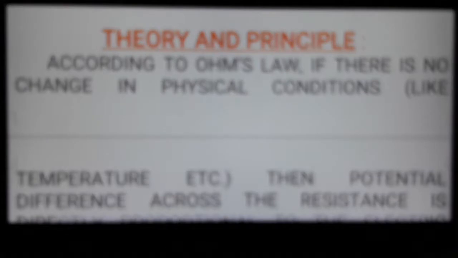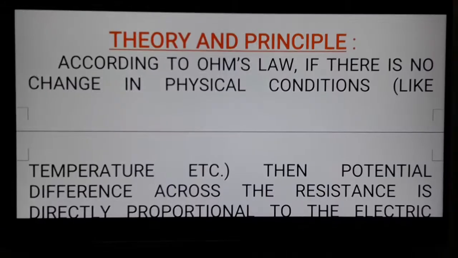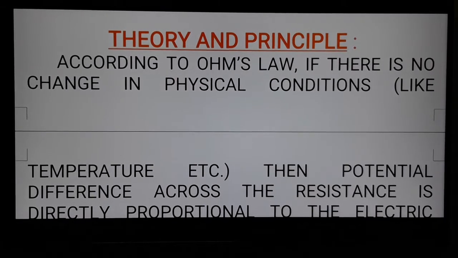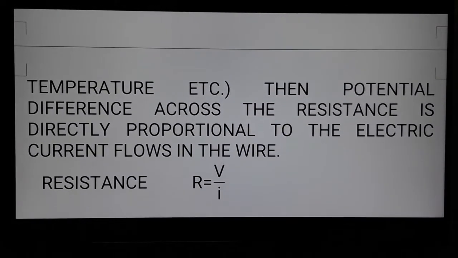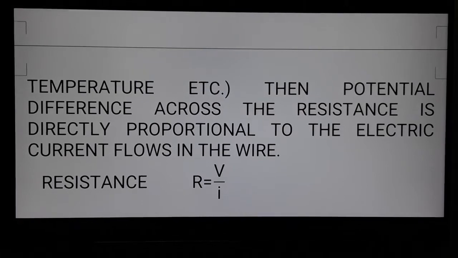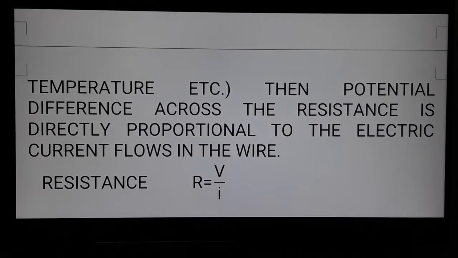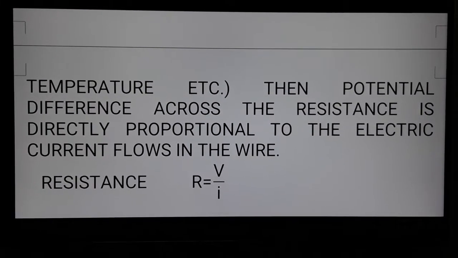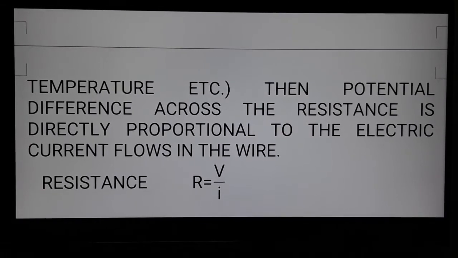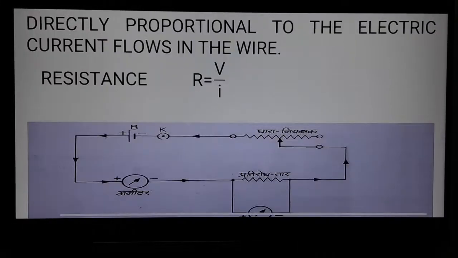Theory and principle. According to Ohm's law, if there is no change in physical conditions like temperature, pressure, etc., then the potential difference across the resistance is directly proportional to the electric current flowing in the wire, that is V proportional to I, and a constant comes out, that is resistance R equals V upon I.